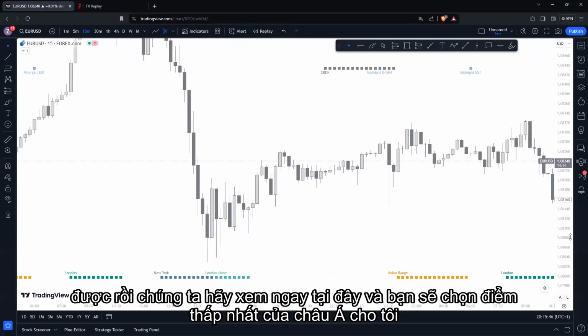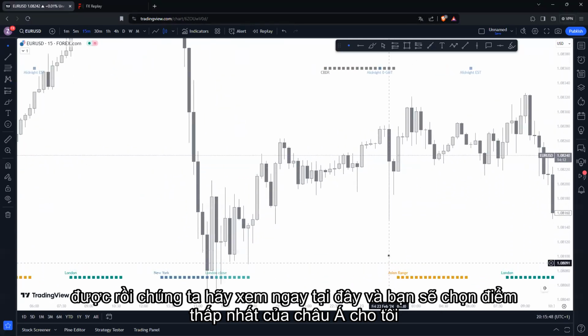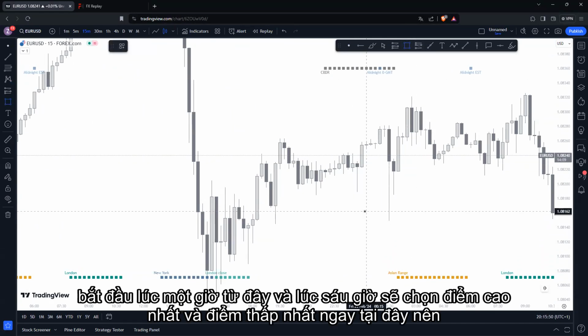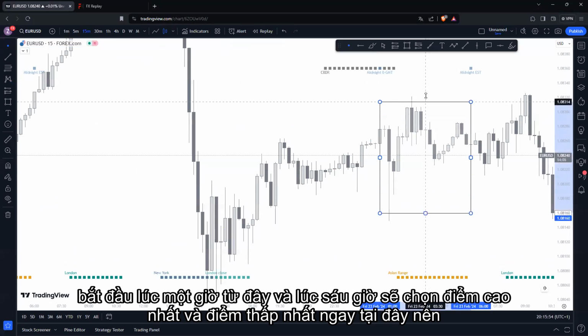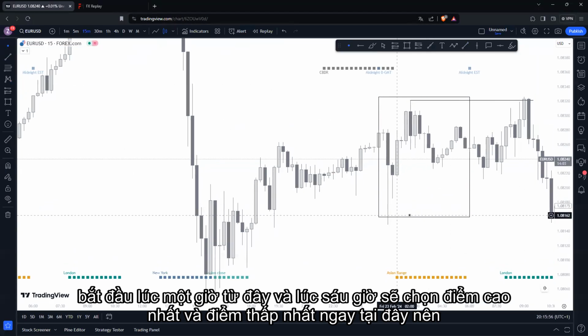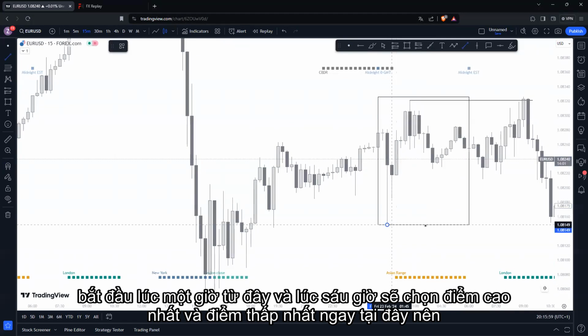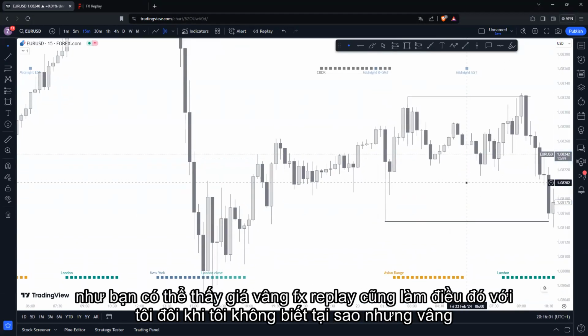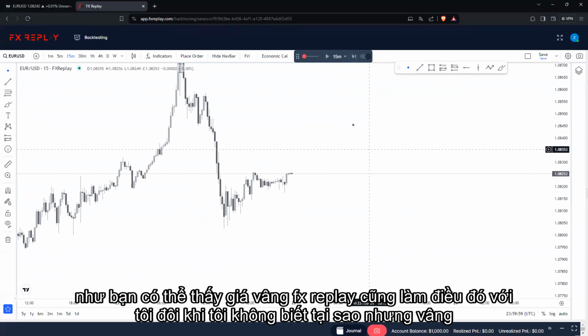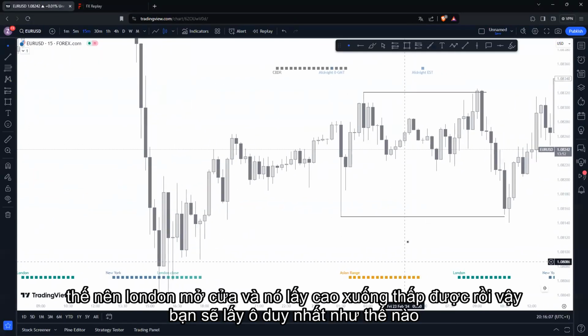So you're gonna pick the lowest point of Asia. Asia for me starts at 1 from here, ends at 6. You're gonna pick the highest point and the lowest point right here. So as you can see, price, yeah, FX Replay does that for me as well sometimes. I don't know why, but yeah. So London opens and it takes the high, goes to the low.